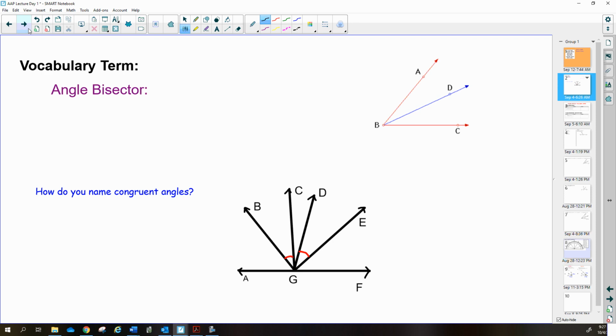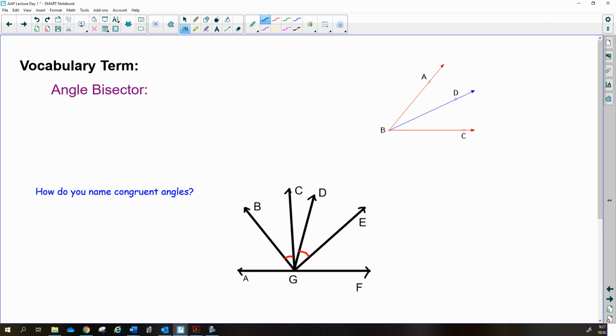All right, a vocabulary term that you're going to use is angle bisector. When I'm talking about an angle bisector, I have an angle whose measure on both sides is the same. The angle on one side has to have the same measure as the other side. So if I said that this angle right here was 40 degrees, then I know that if it's an angle bisector, this angle right over here is also 40 degrees.